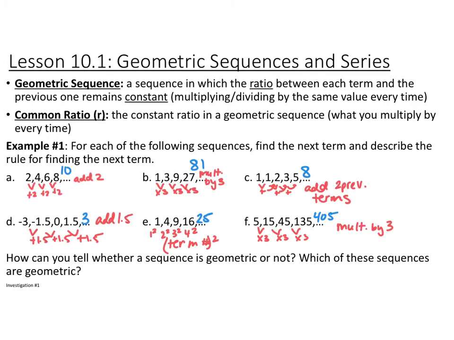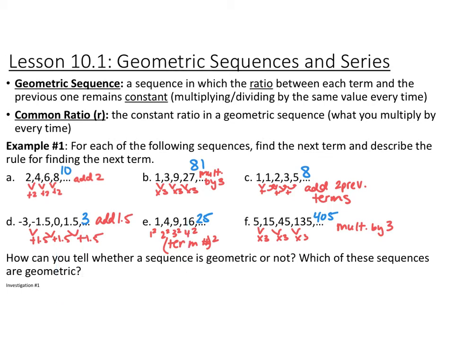Sequence A, you are adding 2 every single time, so the next term would be 10. Sequence B, you're multiplying by 3 every single time, so the next term would be 81. Sequence C, you're adding the 2 previous terms to get the next term. So 1 plus 1 is 2, 1 plus 2 is 3, 2 plus 3 is 5. So the next term would be 3 plus 5, which is 8. Sequence D, by the way, this is called the Fibonacci sequence. It's a special sequence.